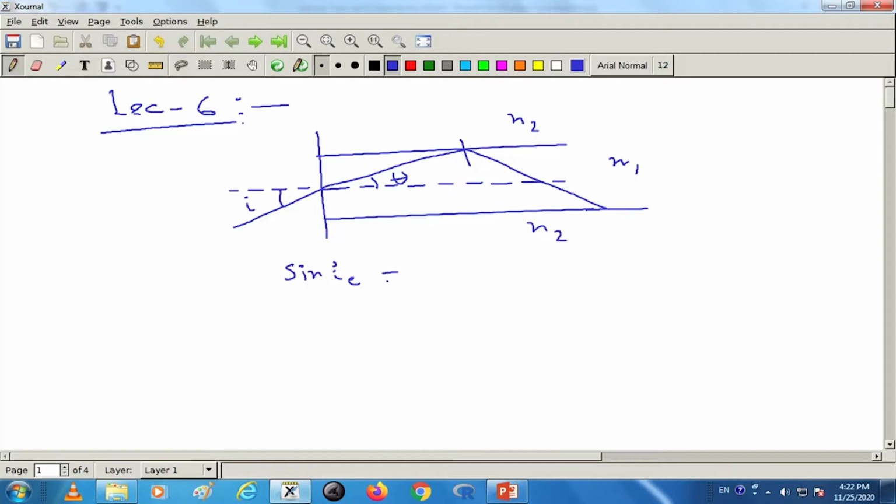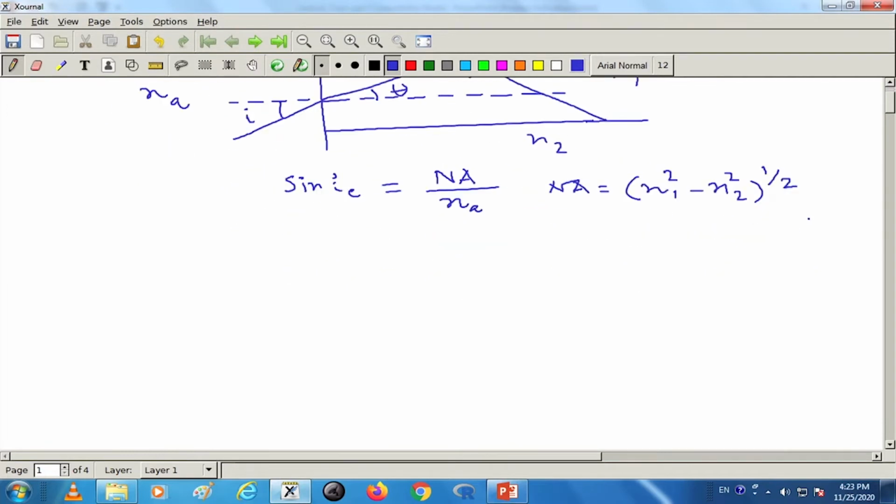We calculated the acceptance angle, and it was sin IC equal to NA divided by small na, where small na is the refractive index of the medium where the waveguide or the fiber is placed, and NA we call the numerical aperture whose value was N1 square minus N2 square whole to the power half. And then we find that IC is sin inverse of NA divided by small na, and that is for the meridional ray.